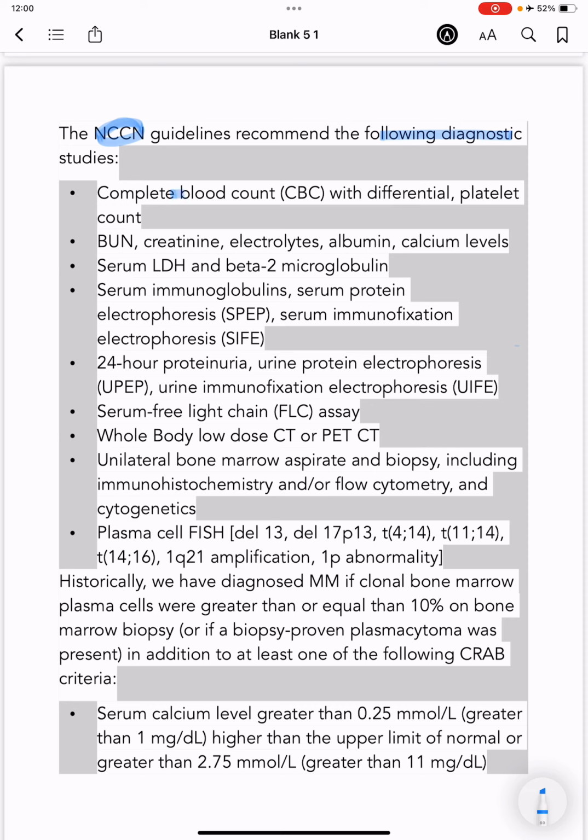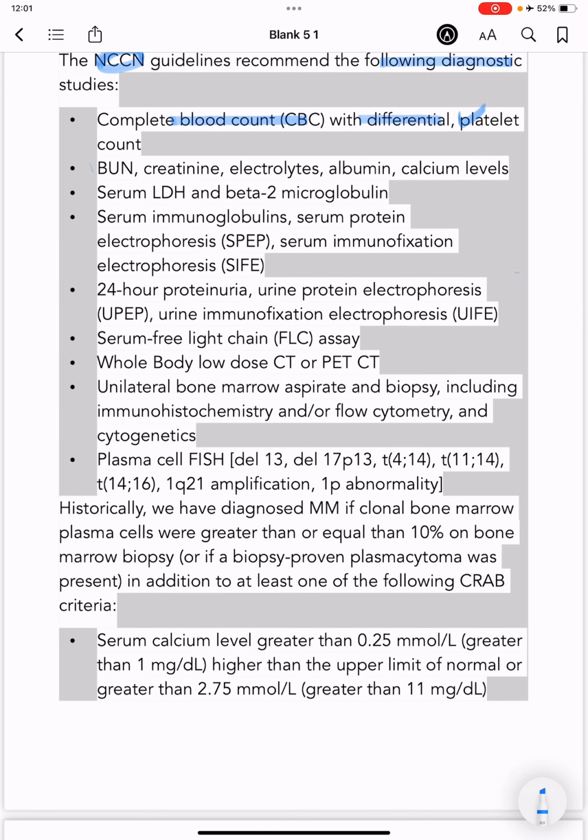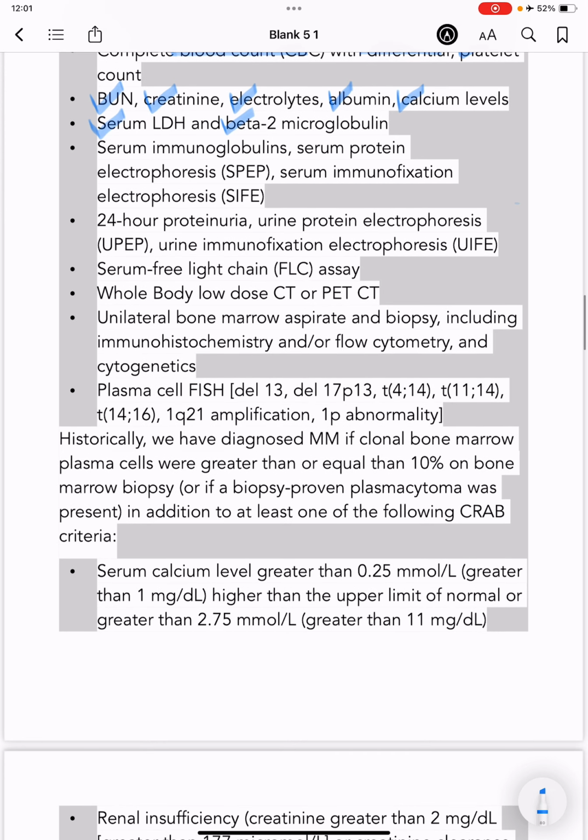First we have to get a complete blood count with differential count, and a platelet count. Then you have to get blood urea nitrogen for renal involvement, creatinine, electrolytes, albumin levels, calcium levels for hypercalcemia, serum LDH, and beta 2 microglobulin. Apart from this, we also have to get serum immunoglobulins. In multiple myeloma, IgG is more common. In Waldenström's macroglobulinemia, IgM is the most predominant immunoglobulin.